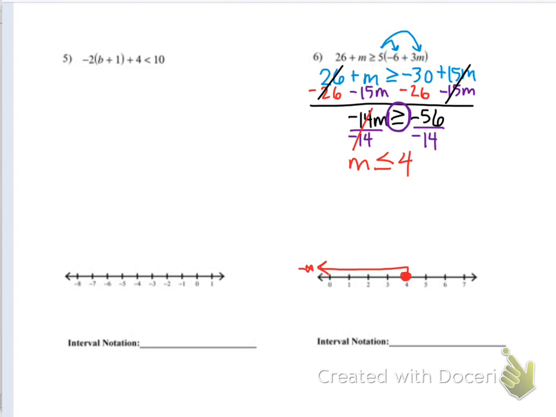So then our interval is going to go from negative infinity to 4. Negative infinity is never included, always a parenthesis. And this time 4 is part of the solution, so we're going to use a bracket.